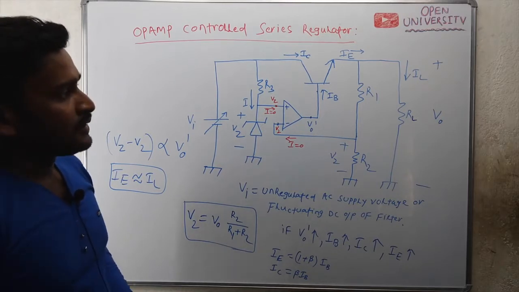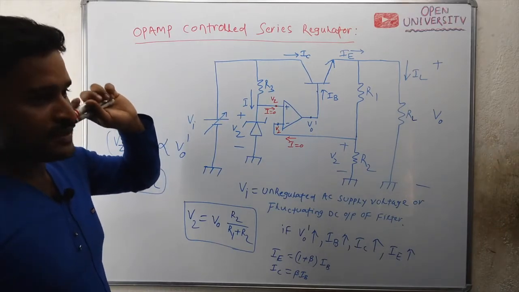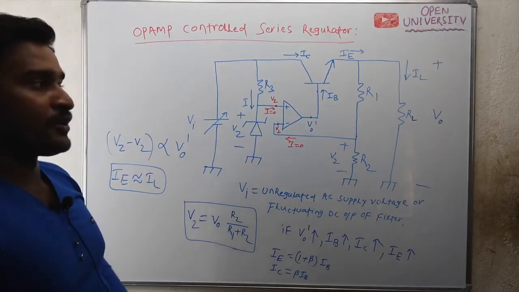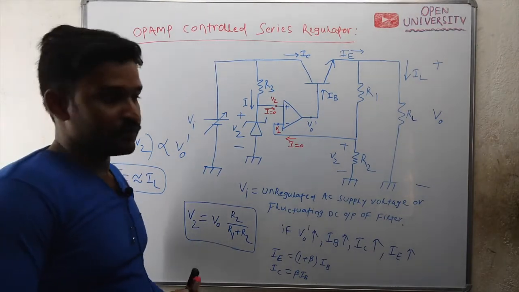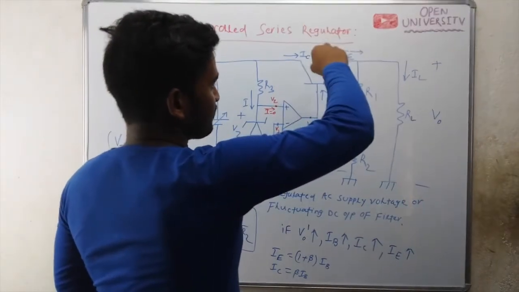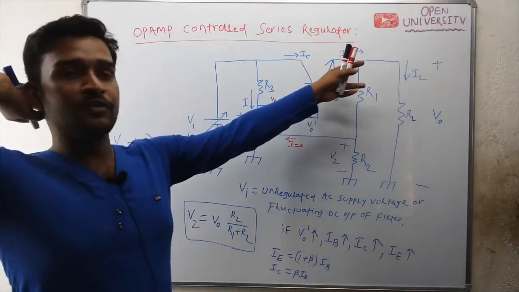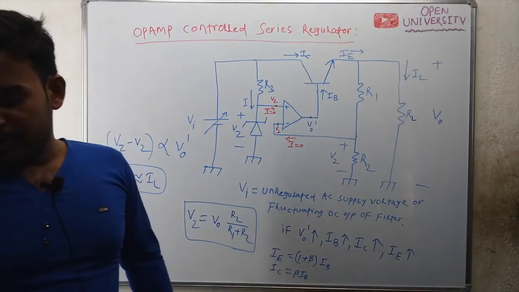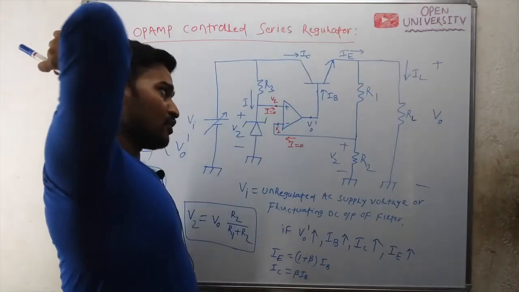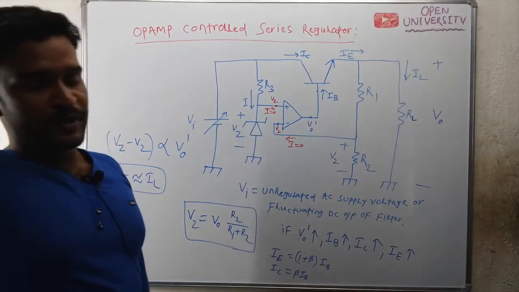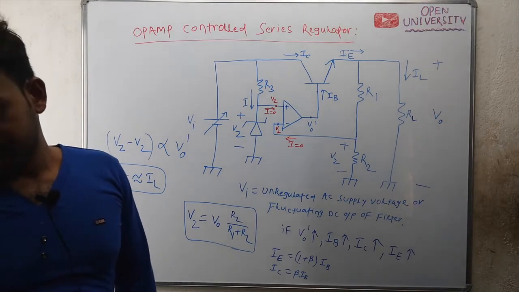Write down the next point. This series transistor is in common collector configuration. Why is it in common collector configuration? Because output is taken at the emitter. This is your output. Only in common collector configuration will you find output at the emitter.